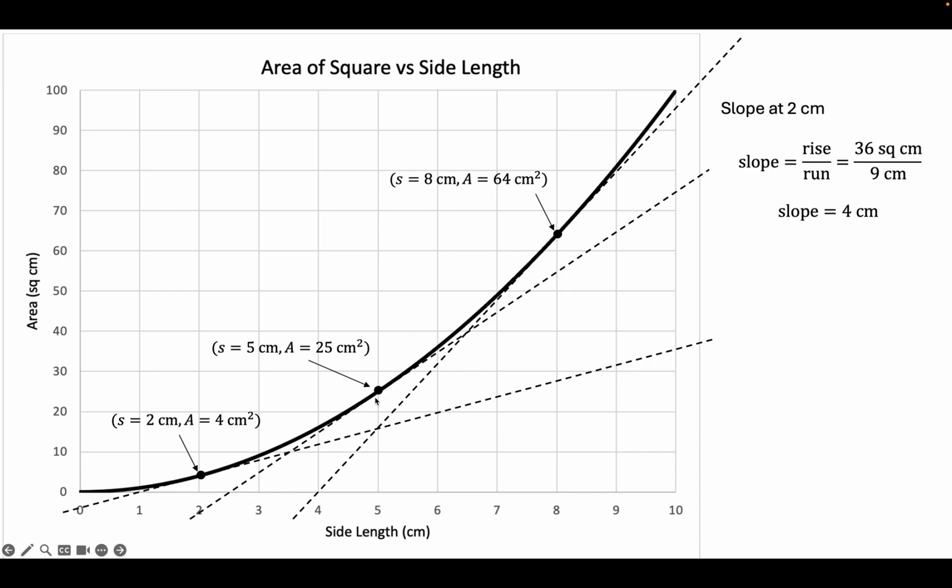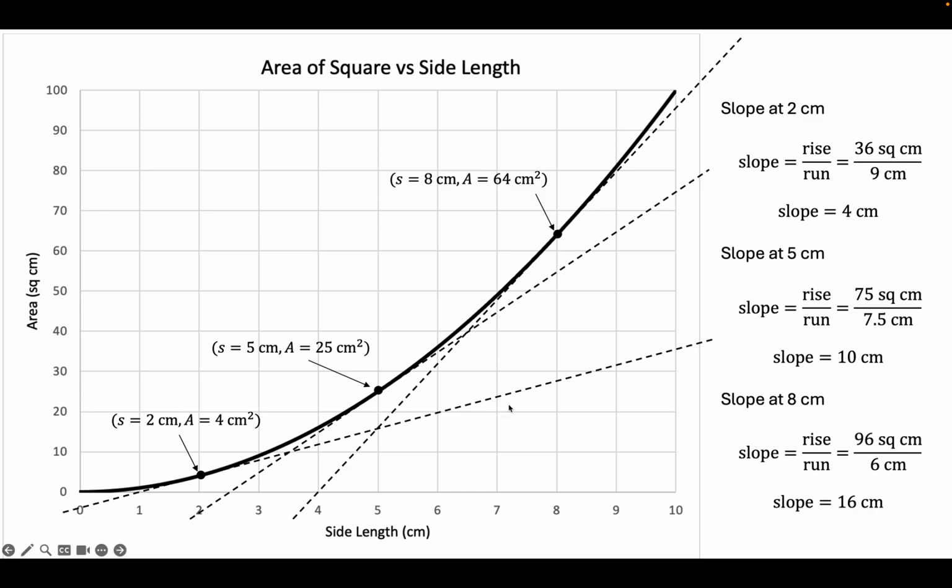At 5 centimeters, it's steeper. The rise looks like 75. The run goes from 10 to 2.5. That's 7.5. So the slope is 10 centimeters. At 8 centimeters, we draw another tangent line. The rise is 96 centimeters. The run goes from 4 to 10, which is 6 centimeters. The slope is 16 centimeters.